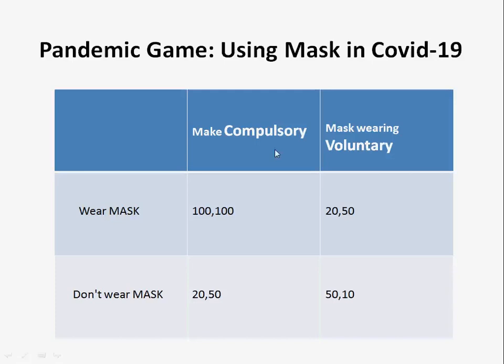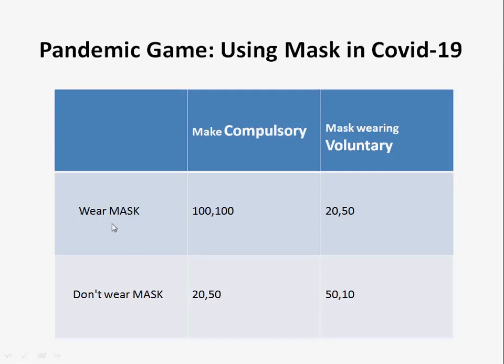So in that case, if people don't wear masks, the infection will spread. So the cost of treating those citizens will also go up. That's why the government utility will go down from 50 to 10. But for citizens who don't wear masks, their utility will go up from 20 to 50. So let us take another choice.